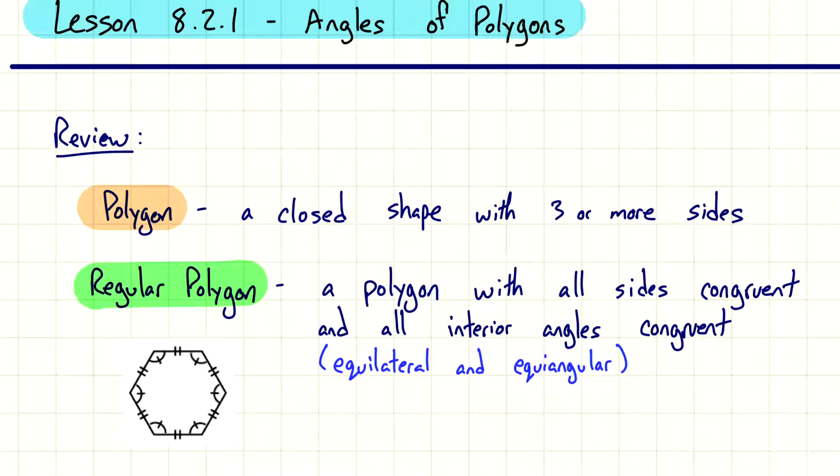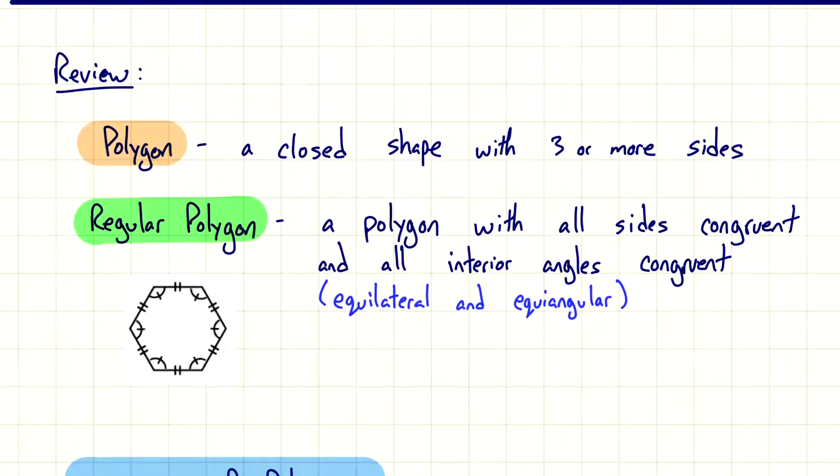Here's an example of a regular polygon. You'll notice all the interior angles are the same, they're congruent, and you can tell by the little tick marks. All the sides have the same marking as well, which means all the sides have the same measurement. If I say this measurement is 5, then all these would be 5. And if I know one of those angle measurements, then I know all of them. That's the basics of what we need to know moving forward.